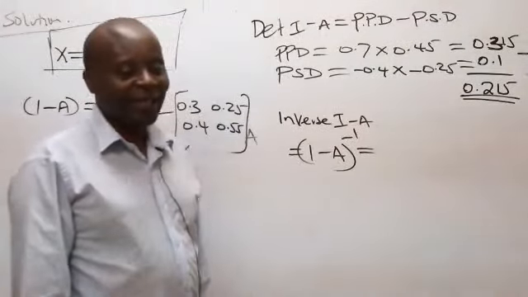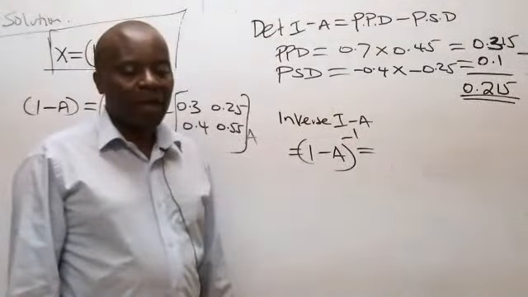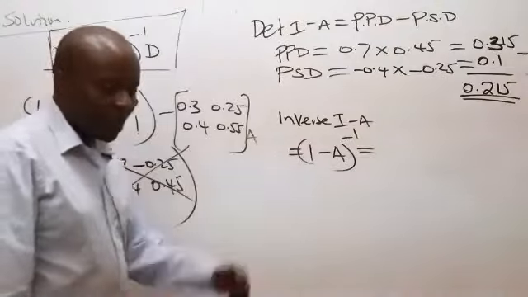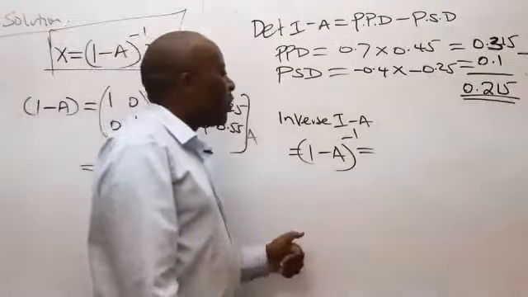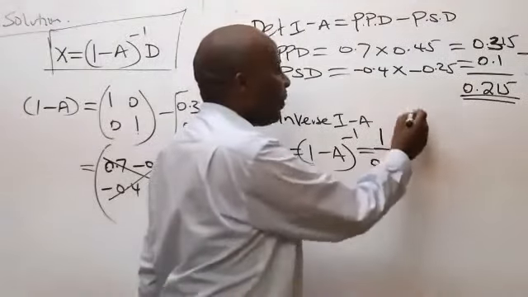It is 0.215. Thank you very much. So the inverse will be 1 over the determinant, into the adjusted matrix.